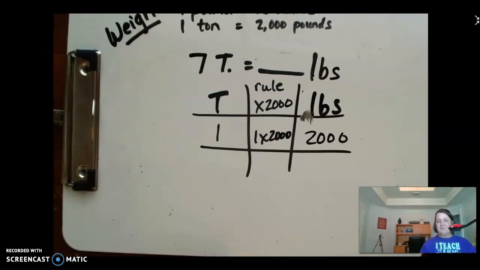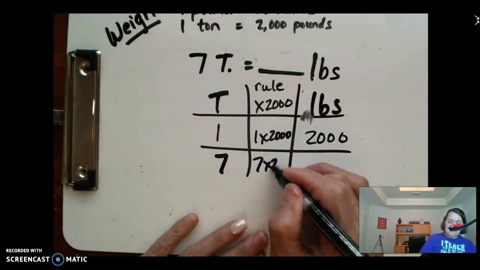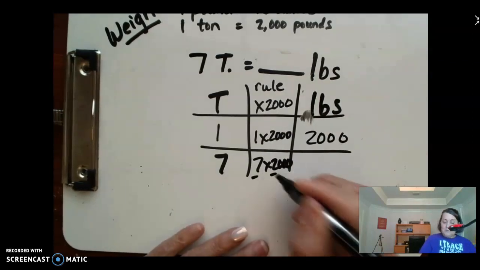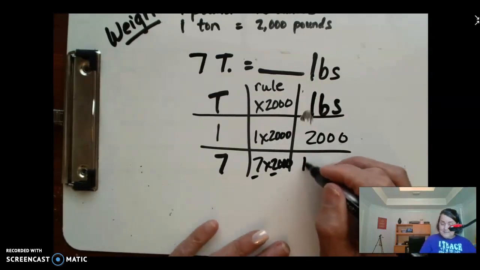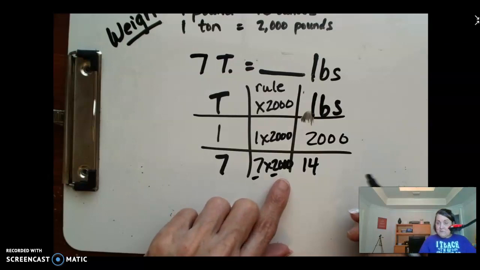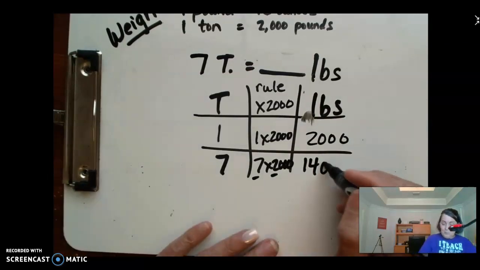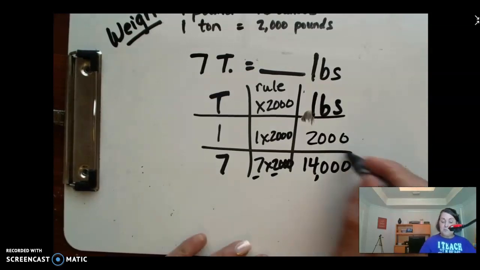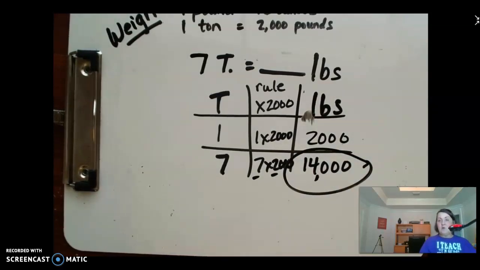Now we can solve. So did you put a 7 here, boys and girls? Did you multiply 7 times 2,000? Did you multiply 7 times 2 to get 14? And then did you shift 3 zeros over to the left? 1, 2, 3, and now we can put our comma. Wow, that's a lot of pounds. 7 tons is equal to what, boys and girls? 14,000 pounds. All right, excellent job.